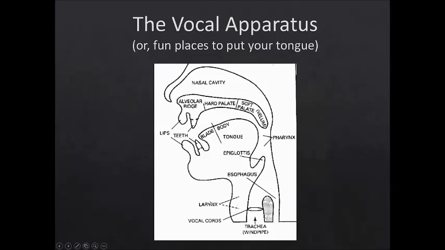You call that your voice box. And your vocal cords are right here as part of the larynx. They're really more like folds than cords, so I'm going to call them vocal folds. And we'll find out what they do in a bit.